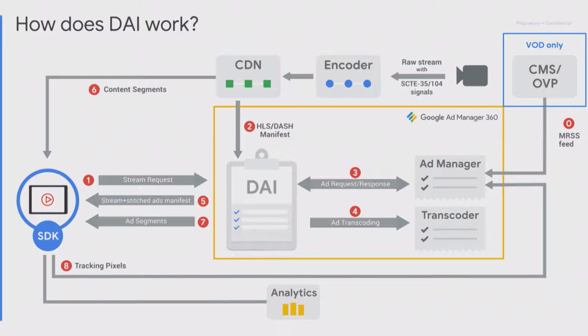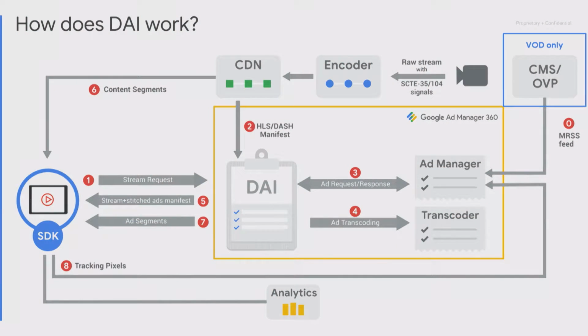The last part of this diagram is the line going down in number 8. We still need to know which ads were played, how much the user viewed. Did they just view the first part, the last part? We need to know how many quartiles. And all this tracking information has to be sent from the client's device back into the ad manager. We do that by embedding tracking events in the ad media itself.